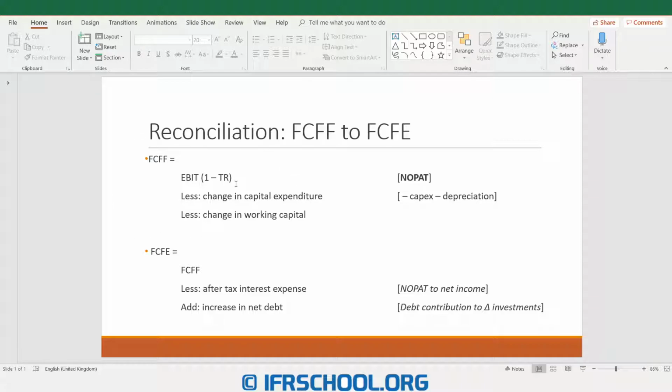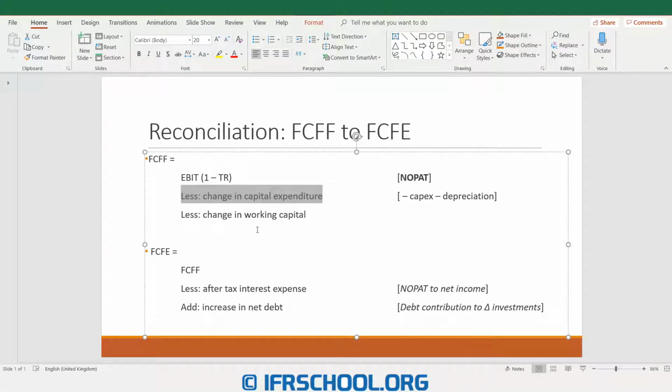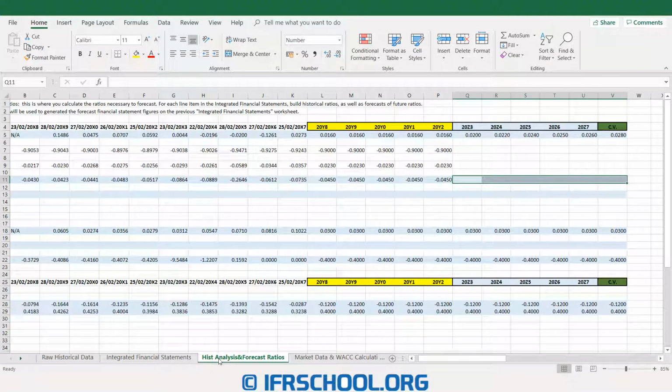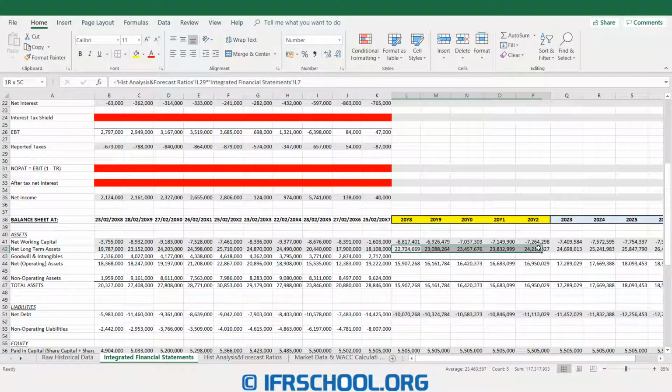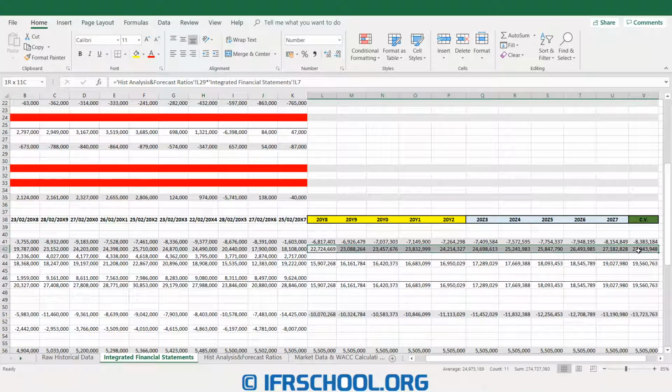To calculate free cash flow to the firm, we want to figure out the cash spent on capital expenditure during that particular year, or the CapEx. The way we do this within the model is we forecast net long-term assets in the balance sheet, and we calculate the change between net long-term asset balances year on year. This change between the net long-term asset balances represents the capital expenditure for a particular year.